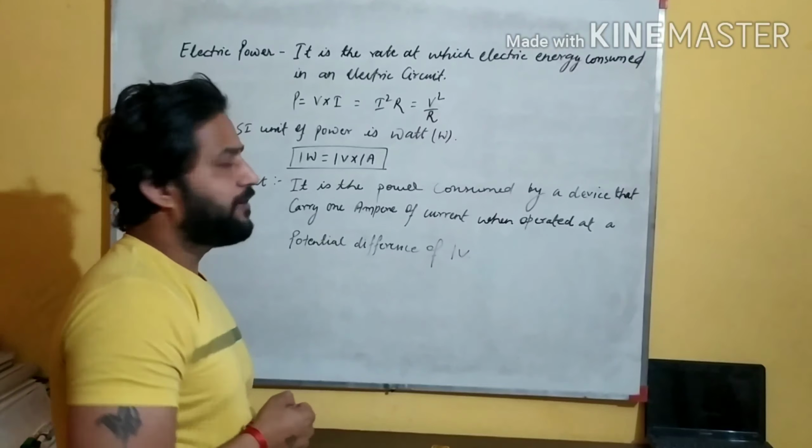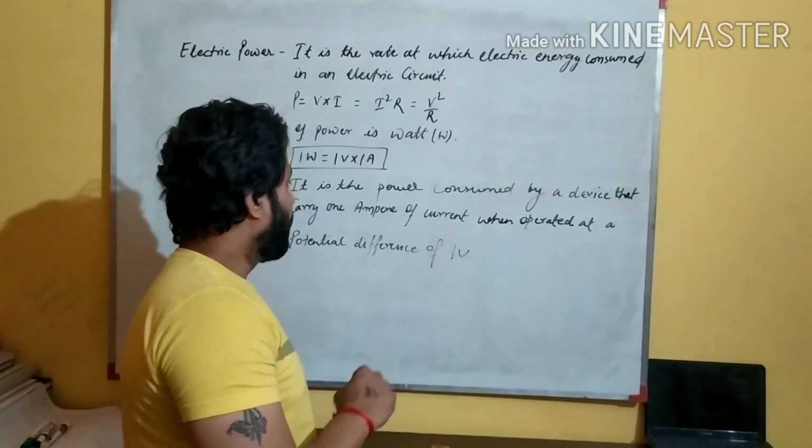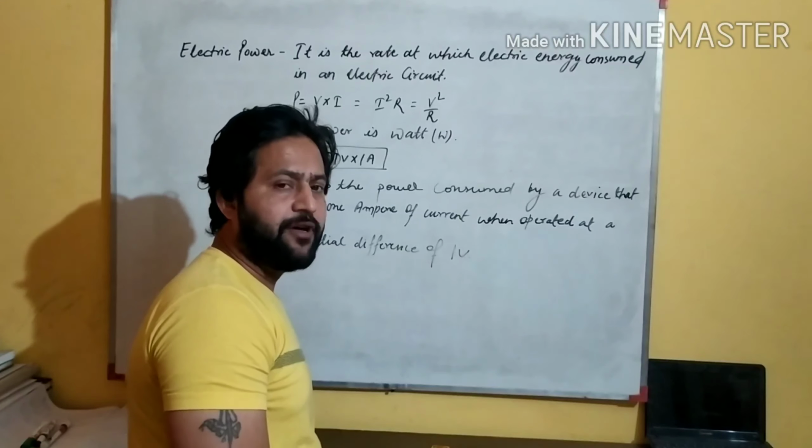SI unit of power is watt. Unit of current is ampere. Unit of potential difference is volt. And unit of power is watt. So 1 watt is equal to 1 volt into 1 ampere. With the help of this formula, you can define 1 watt. Right? 1 watt is the power consumed by a device that carries 1 ampere current when operated at a potential difference of 1 volt.